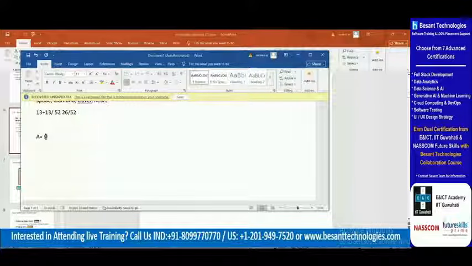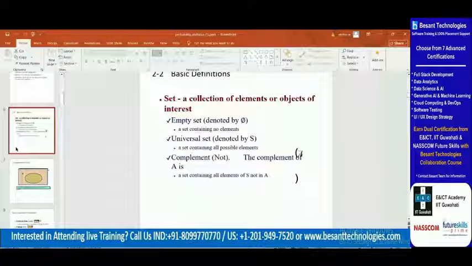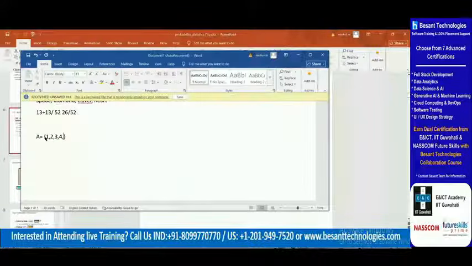The set is of a few types. One is the empty set, the universal set, and the complement set. Consider I am going to take the samples as 1, 2, 3, 4, and 5. So this is how I can have the elements inside the set. If the set is going to be an empty set, I don't have any elements. So this is what an empty set is.